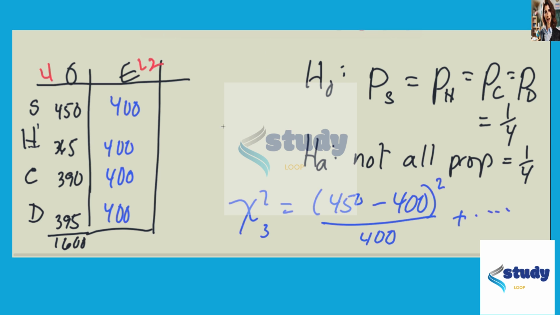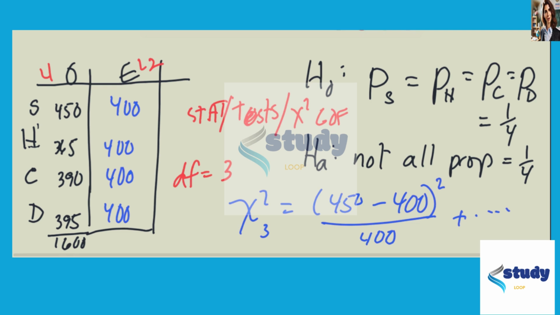And when I go to stat tests and then do the chi-squared goodness of fit test, we can put that data in. I have it in list 1 and list 2. You do have to tell it that your degrees of freedom is 3, because we have, again, 4 categories less 1. So it doesn't automatically figure that out for you.